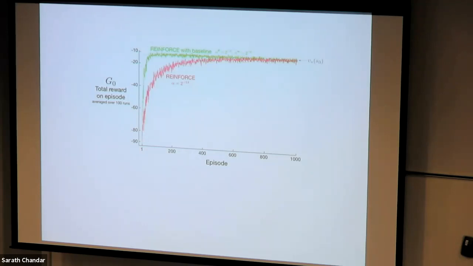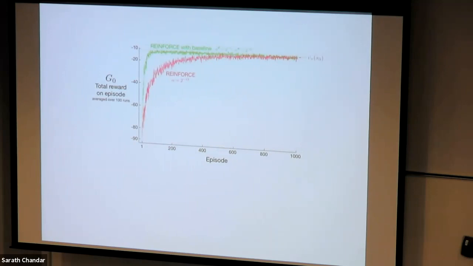Okay, so let's continue. As a quick summary, we started with the policy gradient theorem, which proved that we can develop efficient policy gradient methods. And we looked at two different algorithms, REINFORCE and REINFORCE with baseline.